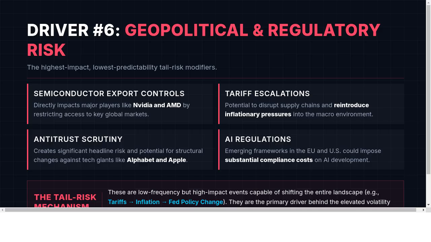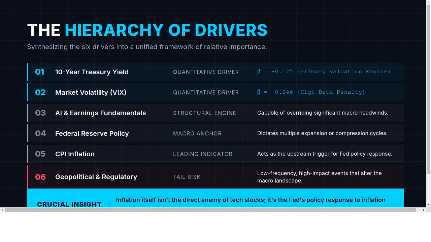Now, let's bring all these drivers together into a unified framework. We've just reviewed 6 distinct drivers of tech sector performance. Now, let's synthesize these into a unified framework. Understanding their relative importance, we've established a clear hierarchy. The 10-year Treasury yield and VIX are the top 2 quantitative drivers, directly impacting returns with statistically significant coefficients of -0.125 and -0.246, respectively.